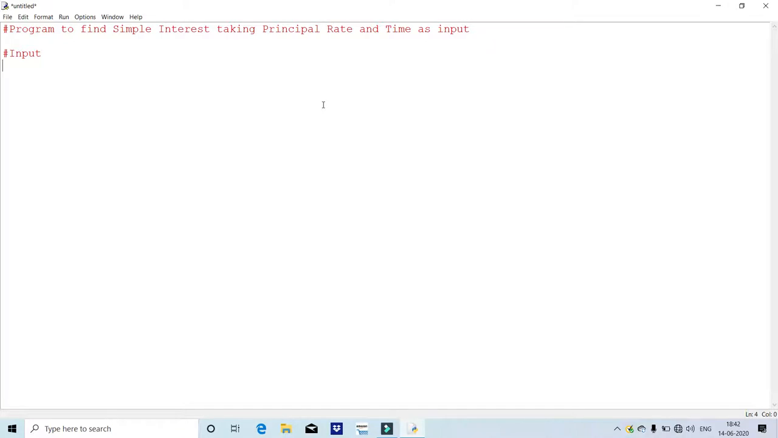and time. So principal is equal to int, or you can say float if you want to take it into float, and input function prompting the user to enter principal.